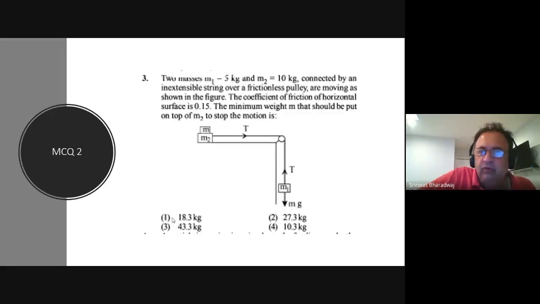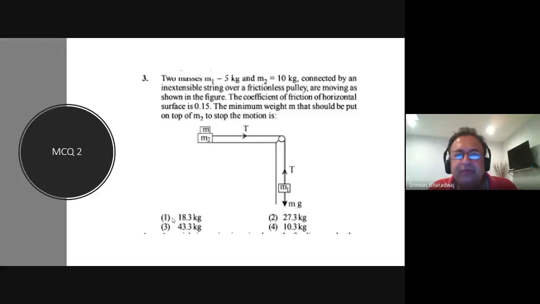This is a standard pulley problem, right? But it is not. The standard pulley problem is called the Atwood machine. Last time also we looked at (m1 minus m2) by (m1 plus m2) times g. That is when there's no friction. But here there is friction. So if there is friction, you must write the equation.